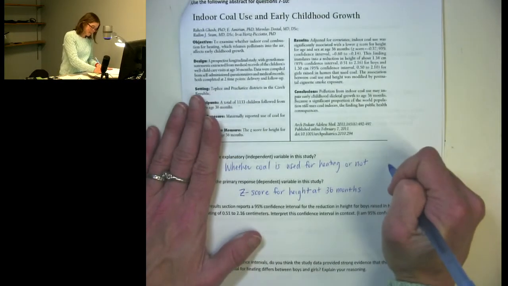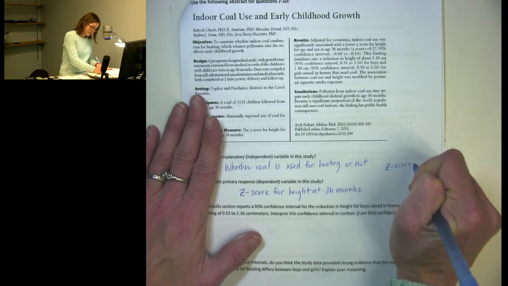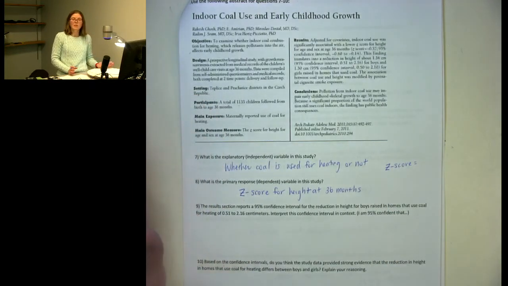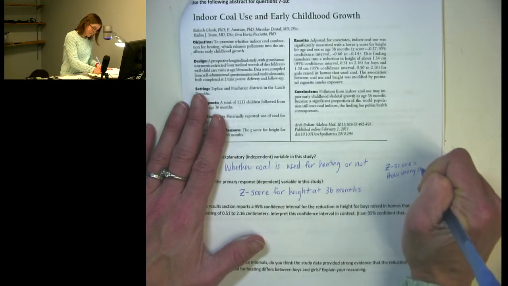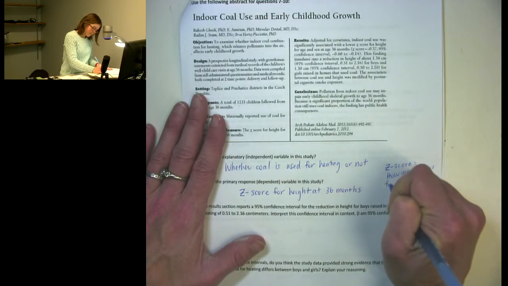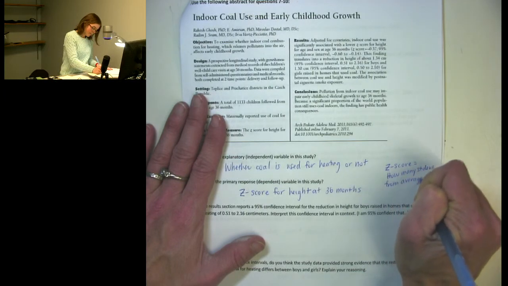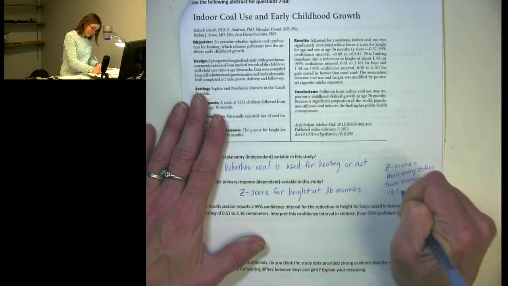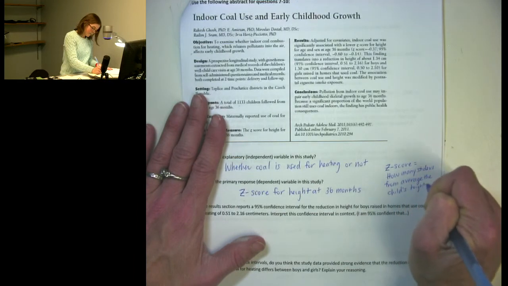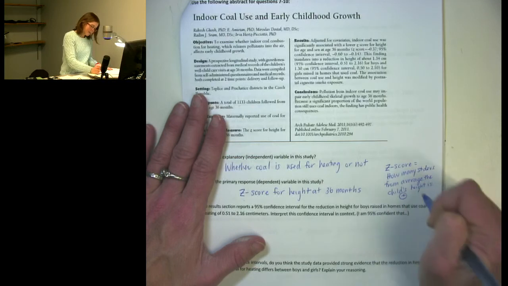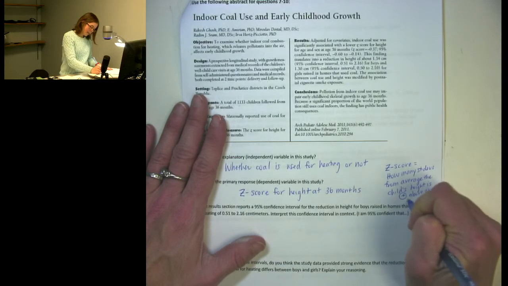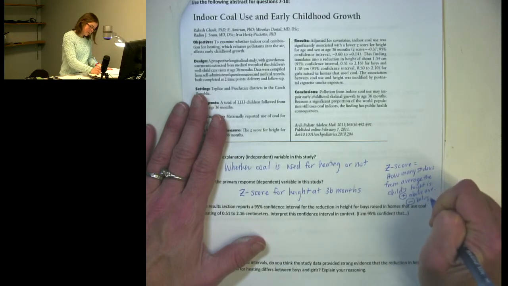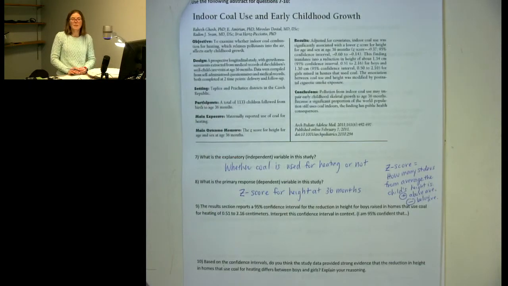Remember what a Z-score is. It tells us how many standard deviations away from average a particular child's height is. If it's positive, it means the child is above average height. If it's negative, it means the child is below average height. Just to refresh our memory of what a Z-score is.